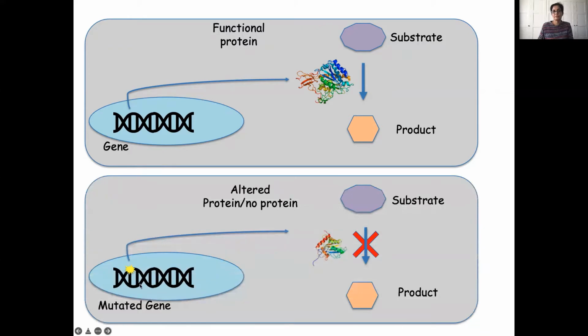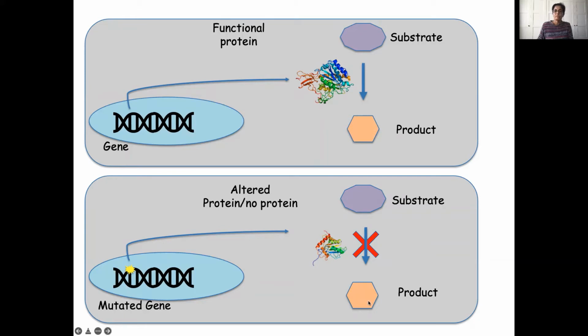But what if there is a mutation in that gene? What if there is a spelling error? That could mean either there is no protein being synthesized, or a different type of protein is being synthesized which is not capable of performing the function. So the substrate here will not be converted into product.